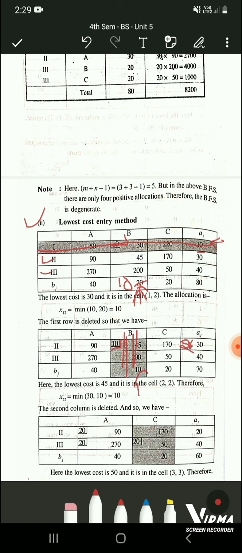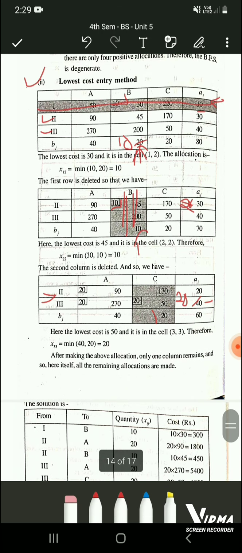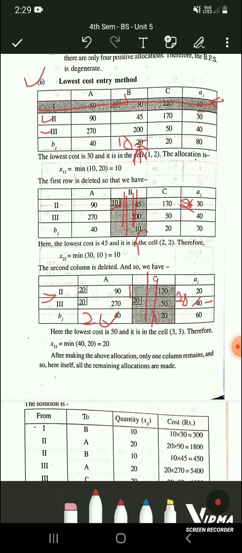You are remaining with A, C and 2 and 3. Check the least value which is 50. Make the allocation between 20 and 40, it is 20, therefore this becomes 20, and this column is completely vanished, so you are remaining with A. Therefore in A the least value is 90, so 20 is allocated there. Here 20 is remaining, so availability is 20 and requirement 20, so this is allocated as 20.